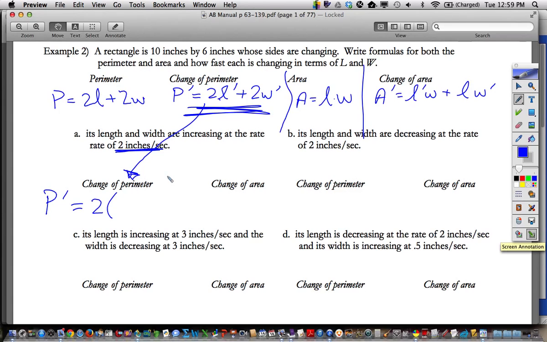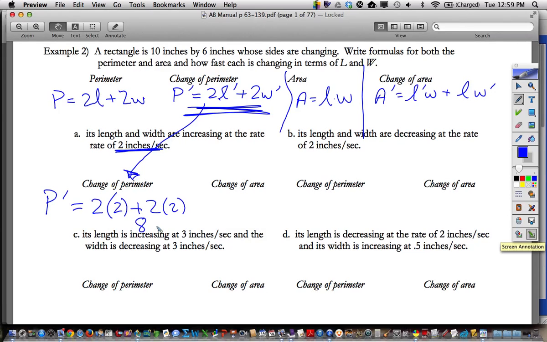Right? L prime, they tell me right here, is 2 inches per second. Right? That's at length and width are increasing at the rate of 2 inches per second. That's L prime and W prime. So I'm going to go 2 times 2 plus 2 times W prime, which is also 2. That's going to add up to 8.